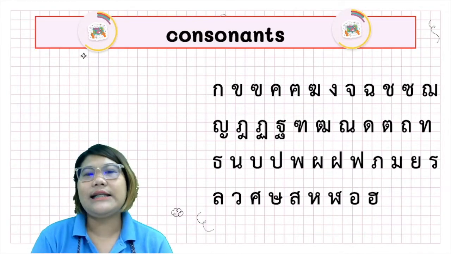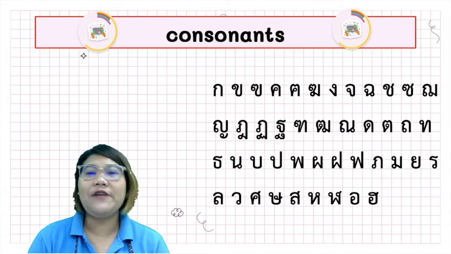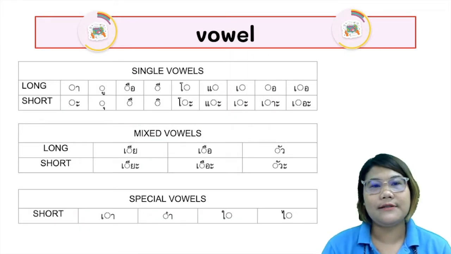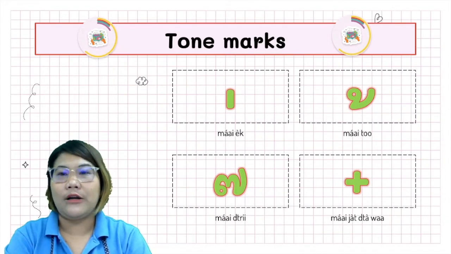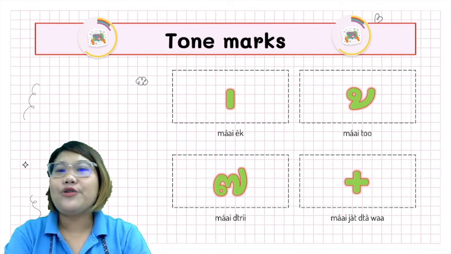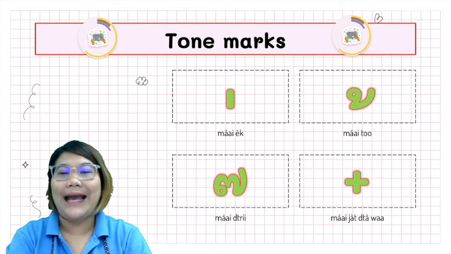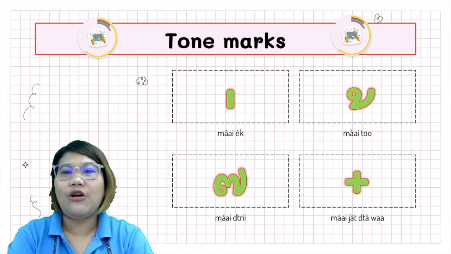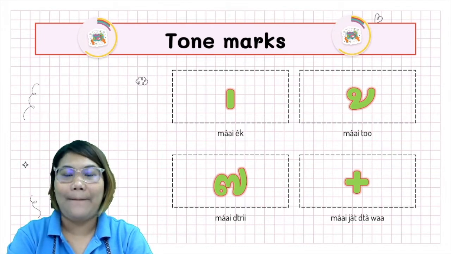Thai uses an alphabet of 44 consonants, 32 vowels, and 4 tone marks. Tone mark 1 is called ไม้เอก. Tone mark 2 is called ไม้โท, tone mark 3 is called ไม้ตรี, and tone mark 4 is called ไม้จัตวา.